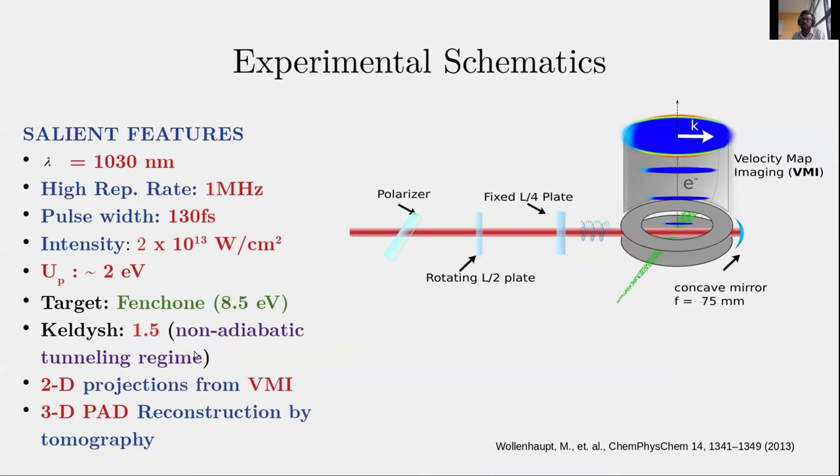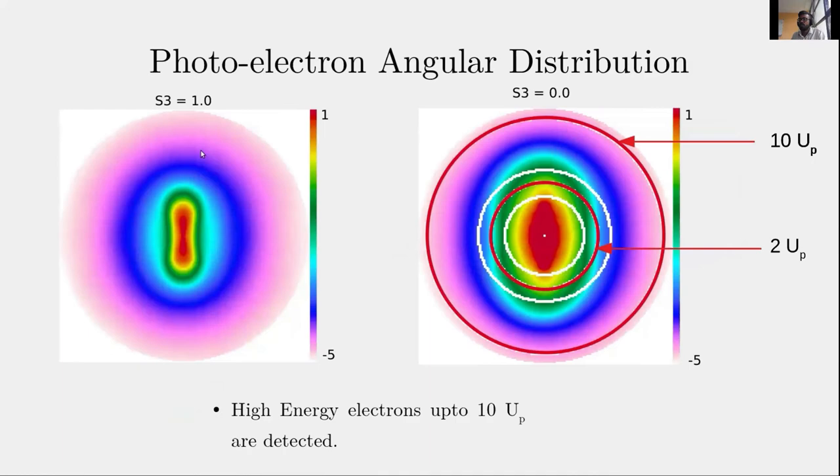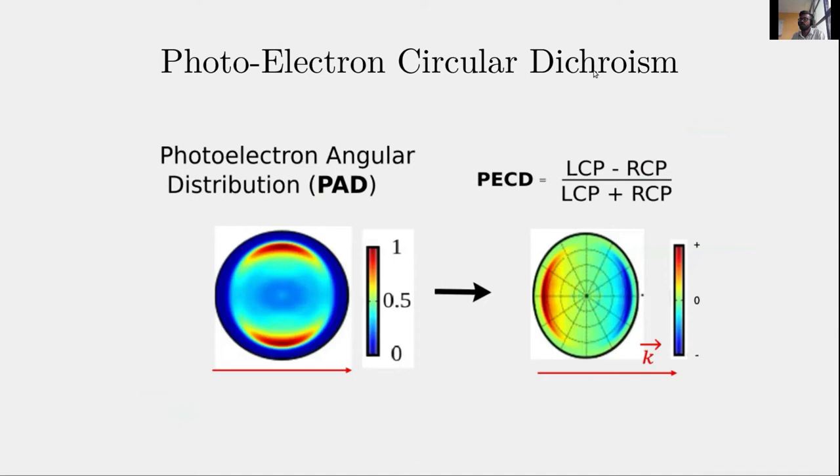Also, we can get 2D projections from the VMI, and from this we can use tomographic reconstruction to get 3D photoelectron angular distributions. So this is what we get as photoelectron angular distributions for the circular case. And for the linear case, we clearly see that we get electrons higher than 2Up. Hence, we do observe electron rescattering, and up to 10Up.